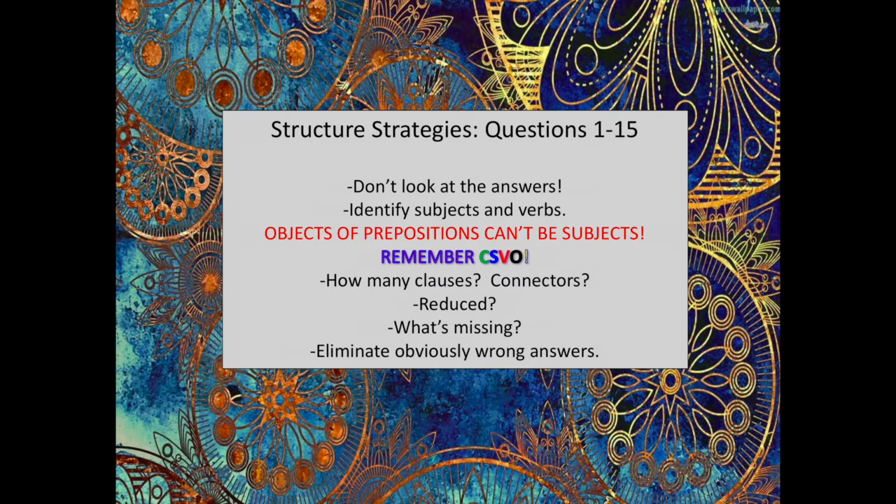How many clauses are there? If there's one clause, you have 0 connectors. If there are 2 clauses, then you have 1 connector. Look for reduced adjective clauses. Think about what's missing in the sentence, and then eliminate the obviously wrong answers.